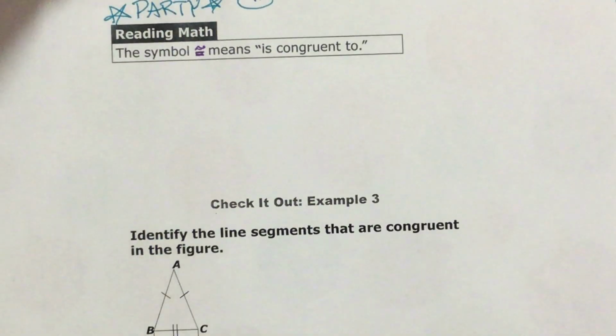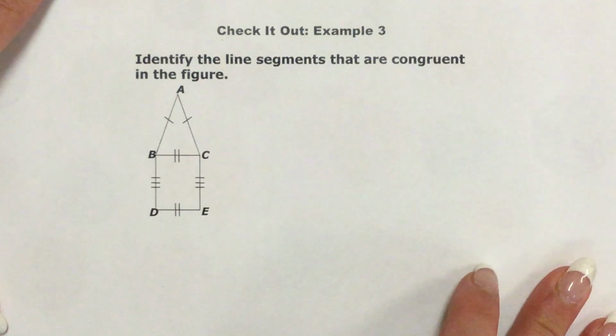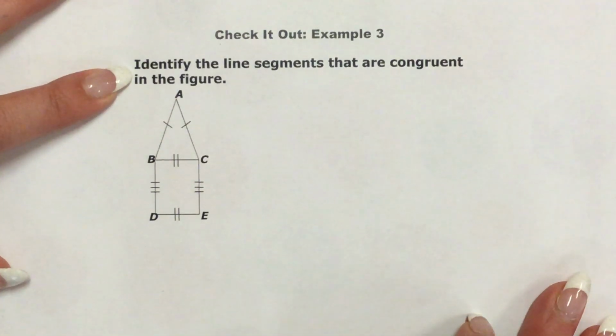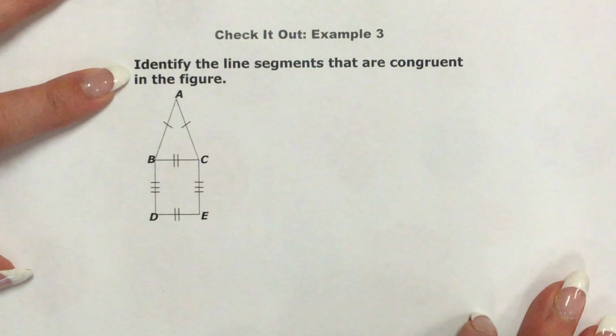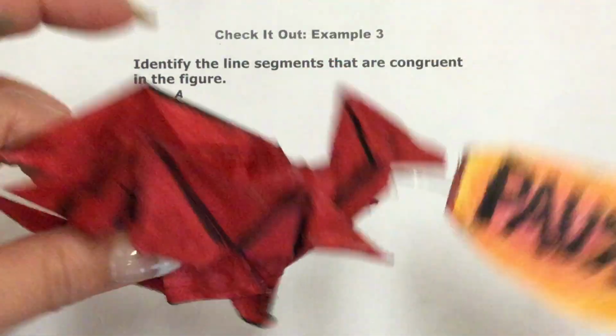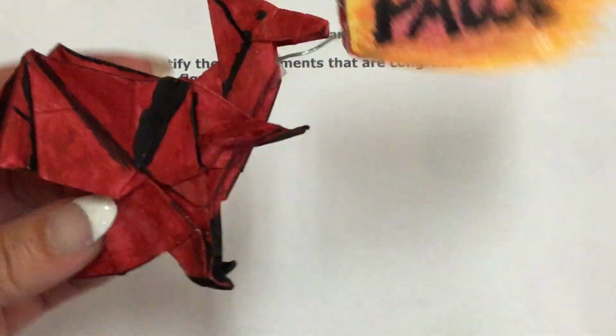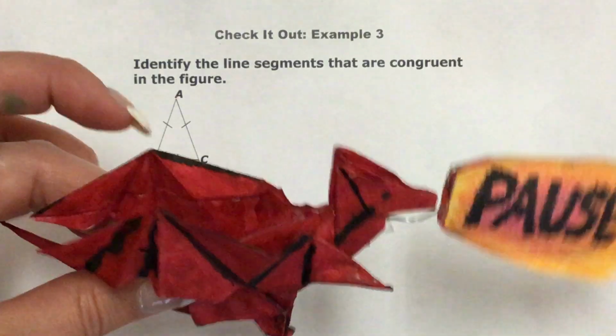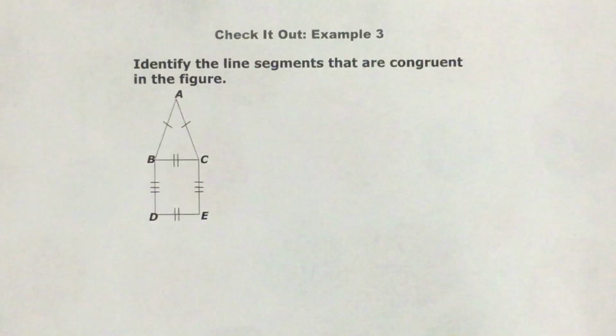Now it's your turn to check it out. Example number three: we are going to identify the line segments that are congruent in the figure. Now it's your turn to show me everything you know about congruence. Go ahead and pause, and when you get done, press play and we will talk about the problem. See you in a bit.